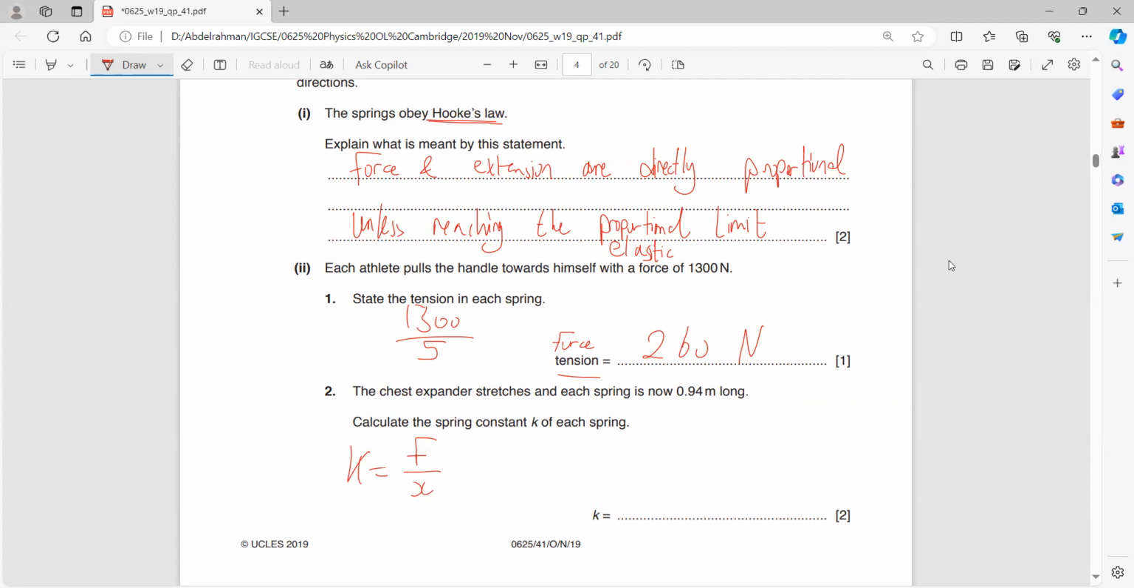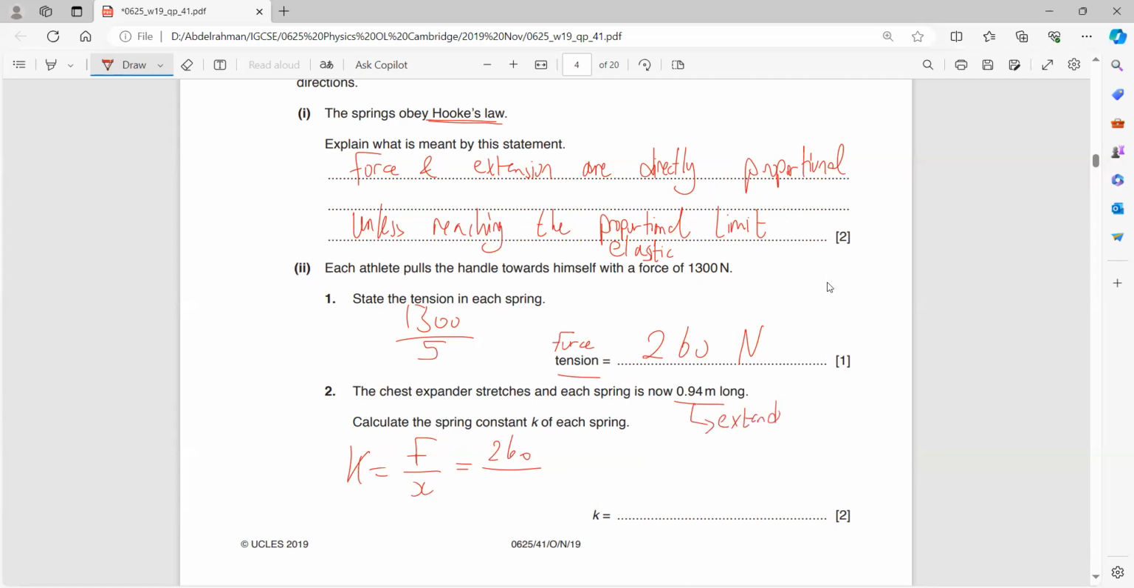طيب دلوقتي the force in each spring was 260. What was the extension؟ هقول له 0.94. ها is that the extension؟ Yes. لا that's not the extension. حلو كويس انك قلت yes. ها this is not the extension. This is the extended length.